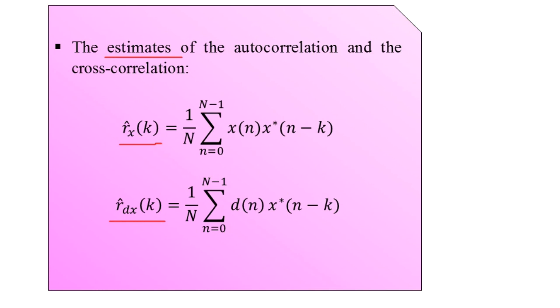The estimate of the autocorrelation is computed by 1 upon capital N, summation of n equal to 0 to capital N minus 1, of the original input x of n multiplied by the complex conjugate of x of n minus k. Whereas the cross correlation estimate is equal to 1 upon capital N, summation of n equal to 0 to capital N minus 1, of the desired signal d of n multiplied by the complex conjugate of x of n minus k.